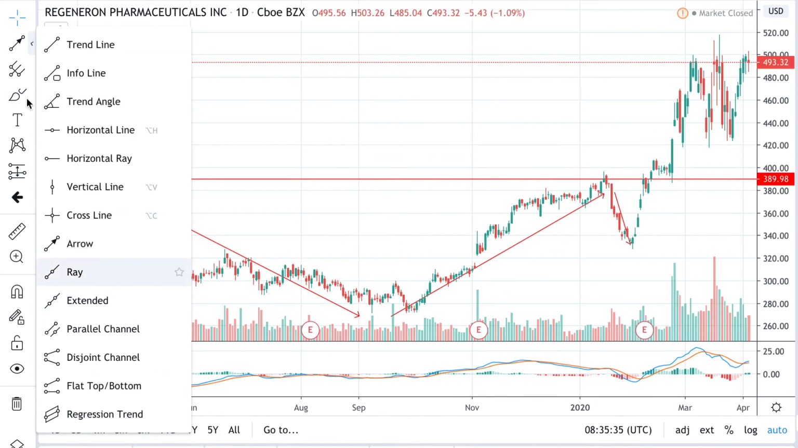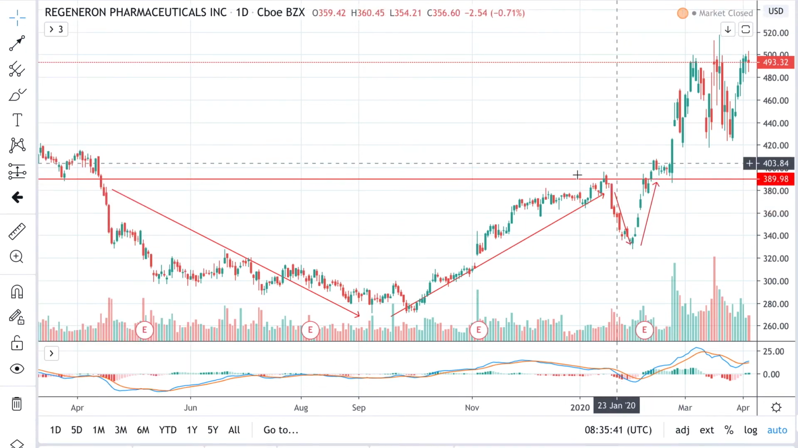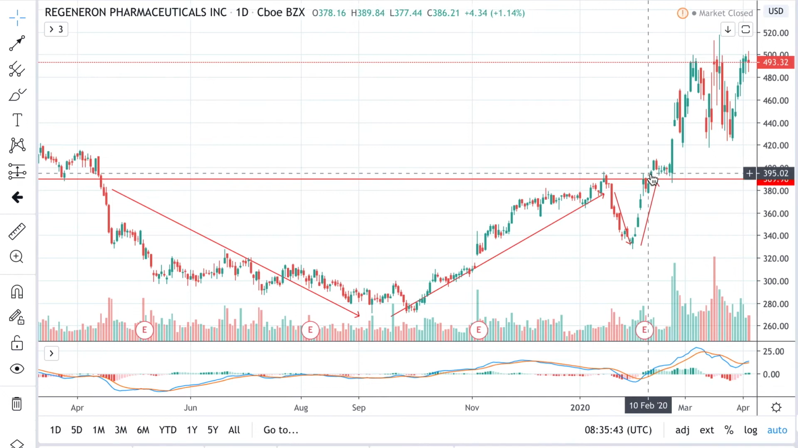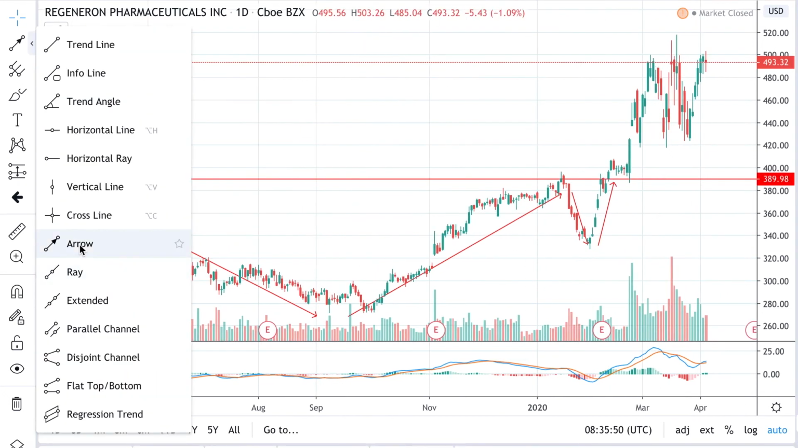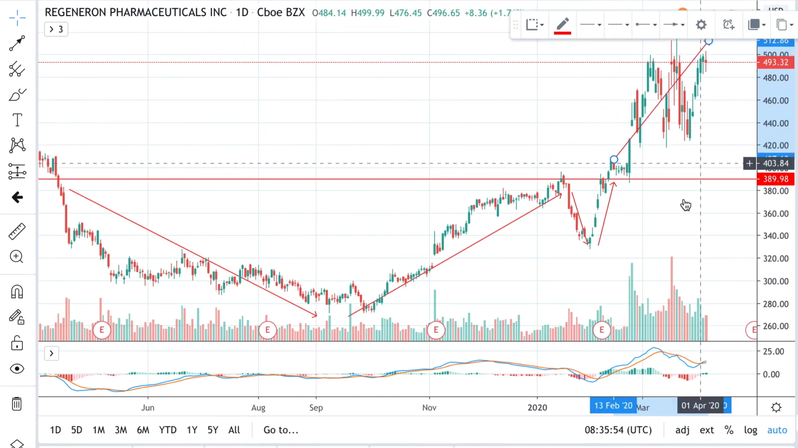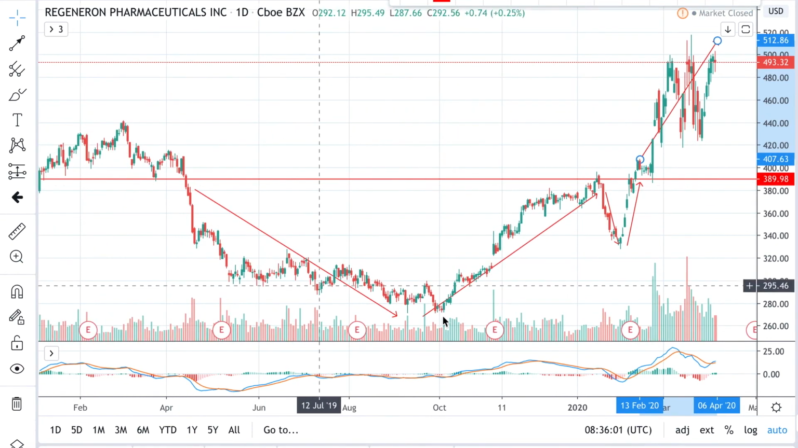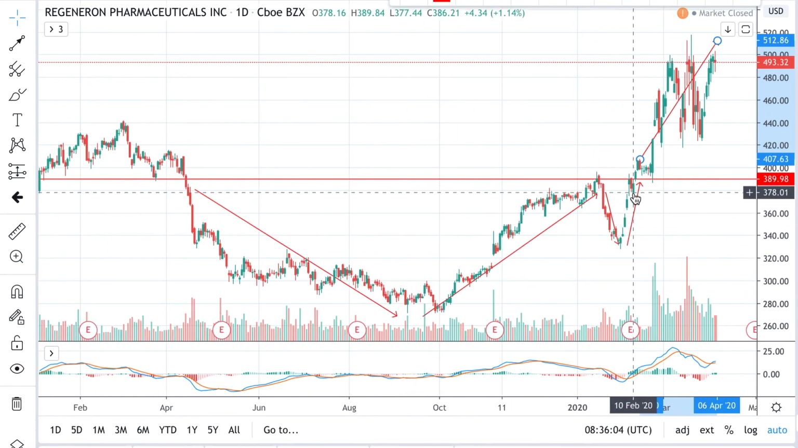So once it makes a higher low, it bounces back. It tests the resistance level again, and it breaks it, and it closes above it. The price goes up from here and never comes back again. This is how a cup and handle pattern looks like. It looks like a cup with a small handle.